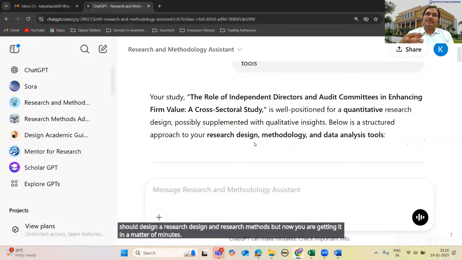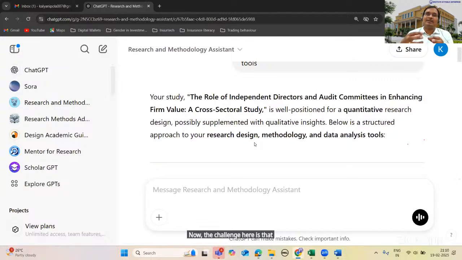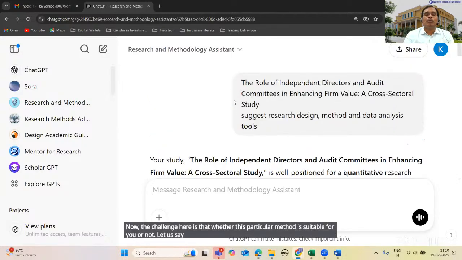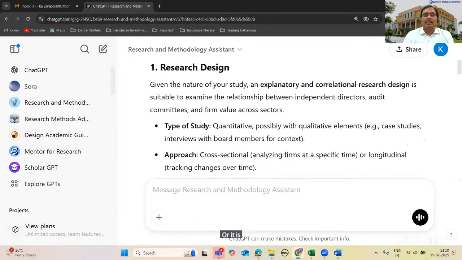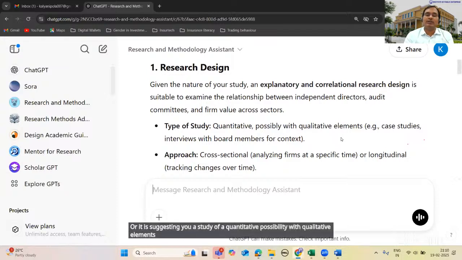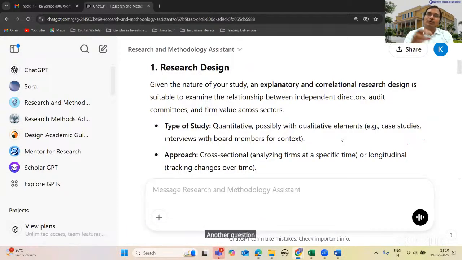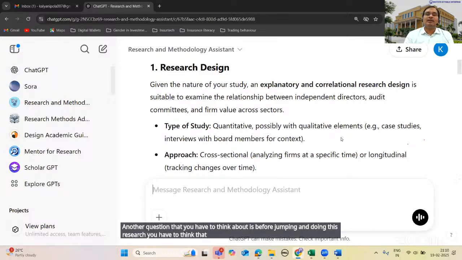Now, the challenge here is whether this particular method is suitable for you or not. Let us say you're talking about this board composition and so forth. Now, it is suggesting a quantitative study, possibly with qualitative elements like case studies, interviews with the board members of a context. Now, the question that we have to think about, before jumping into this research, is whether I can get access to the board of directors and can get the data from them.